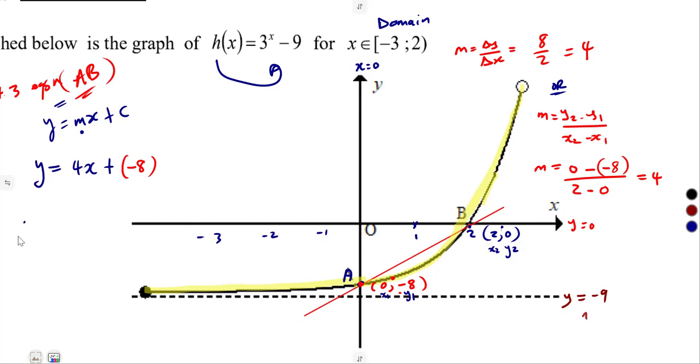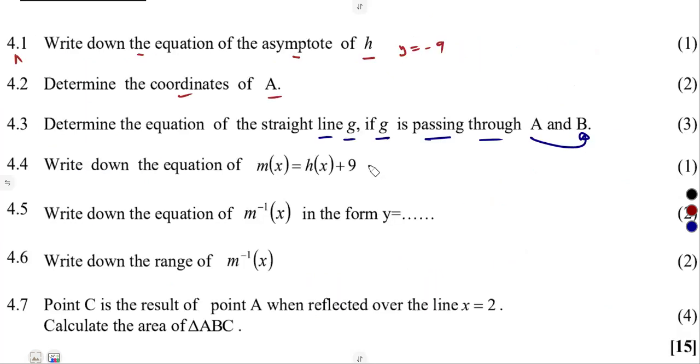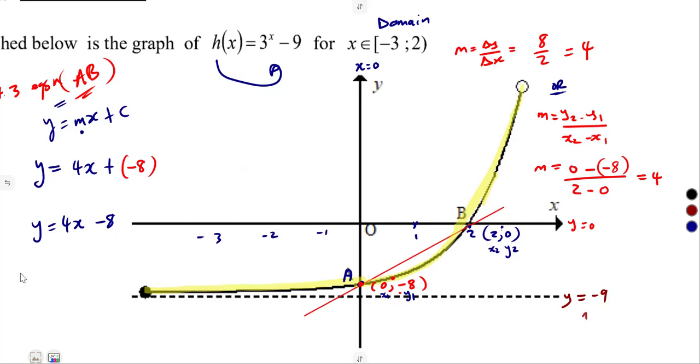So therefore, y is equal to what? All right. Before that, remember it is given as h. Is it h? Let me check. That's -8. They said it is the equation of the straight line g. So that's g of x. Therefore, g(x) is equal to 4x minus 8.